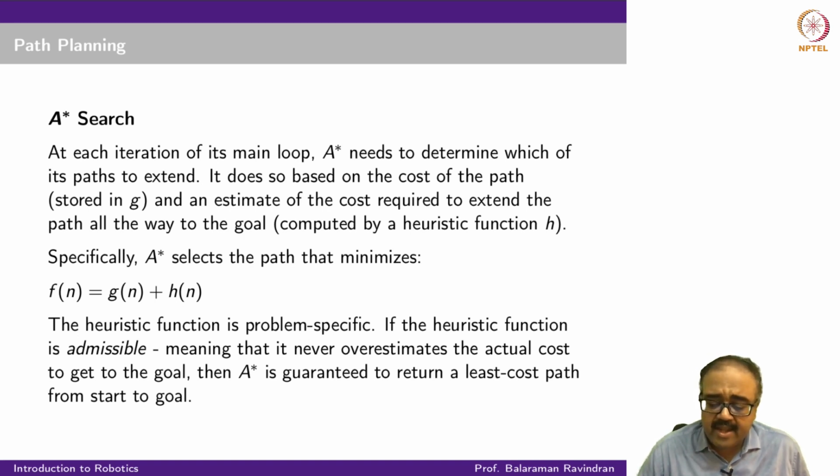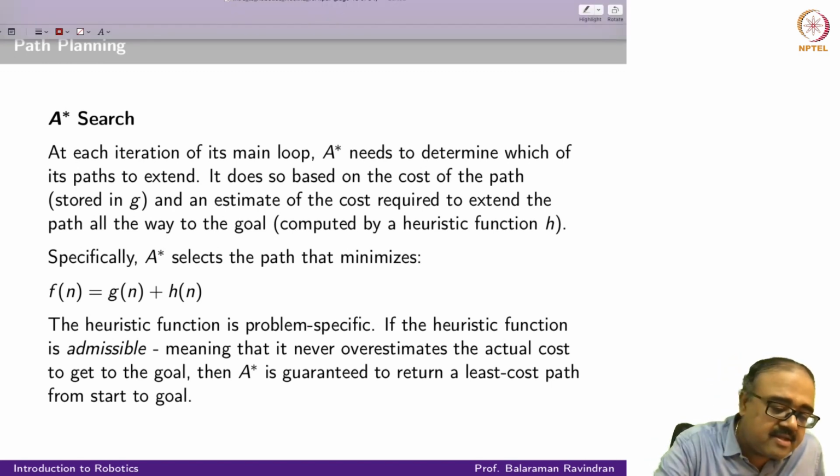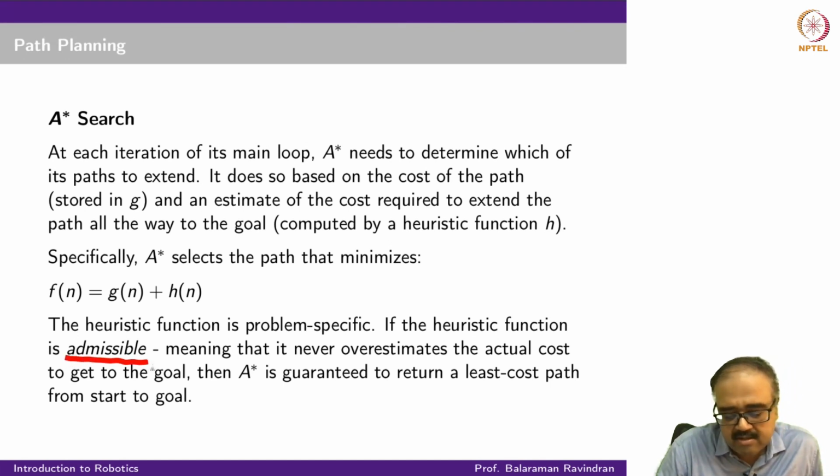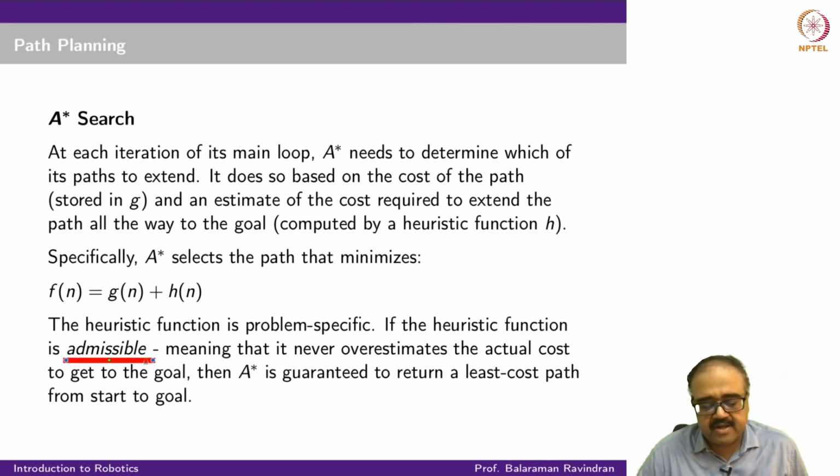And we would like heuristic functions which are called admissible. So admissible is the key term here. We would like heuristic functions that are admissible. Admissible functions are those that never overestimate the actual cost of getting to the goal.